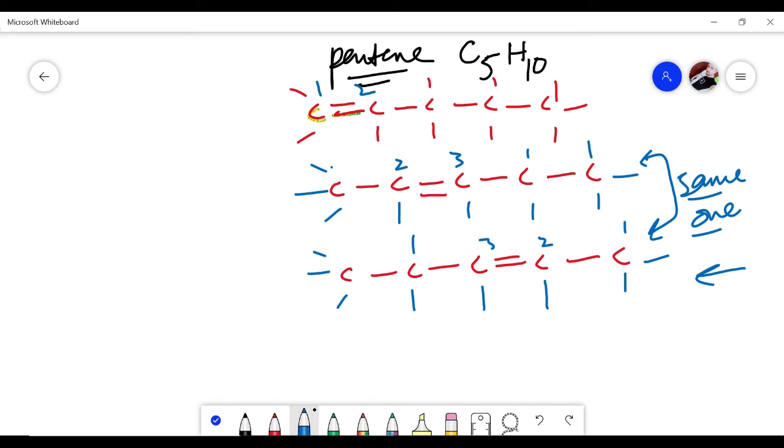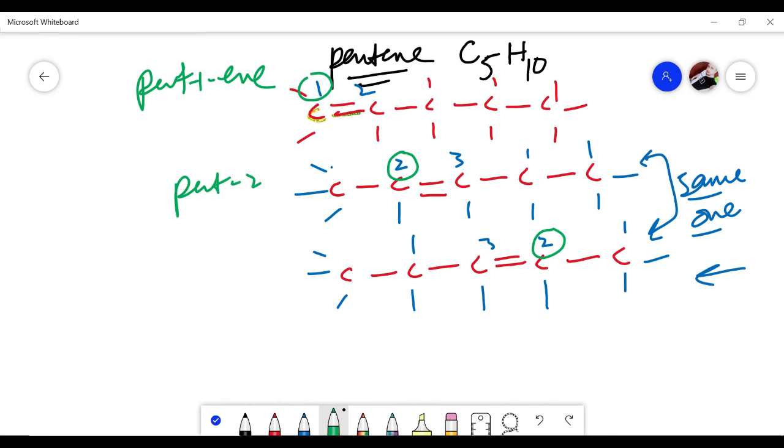Okay. Now let us name these. The first one, what was the name? Pentene. Now between pent and ene, I'm going to put 1. For the next I'm going to put 2, and for this one also 2. So the first one is pent-1-ene. The second one is pent-2-ene. This one is also pent-2-ene. So it's the same thing.